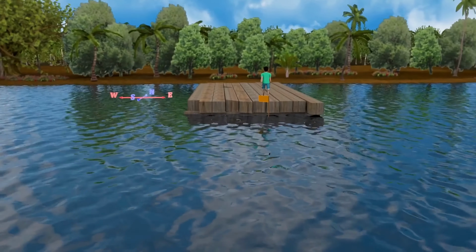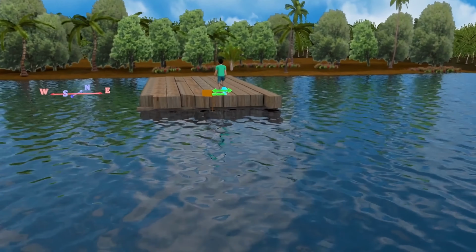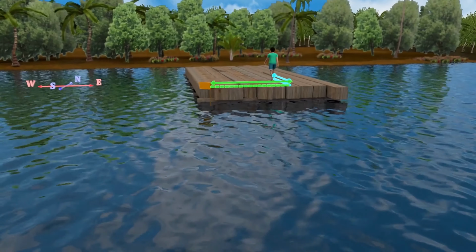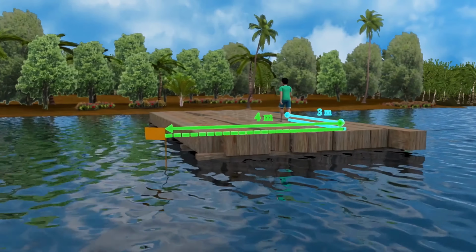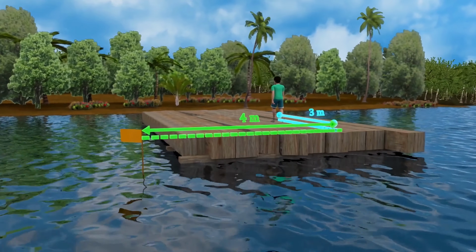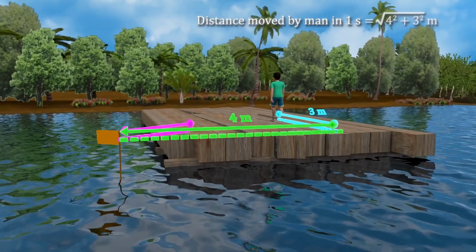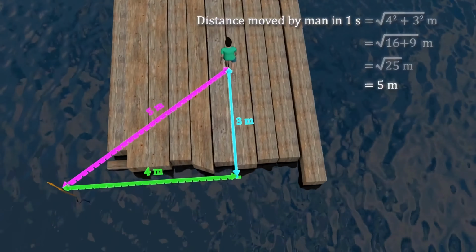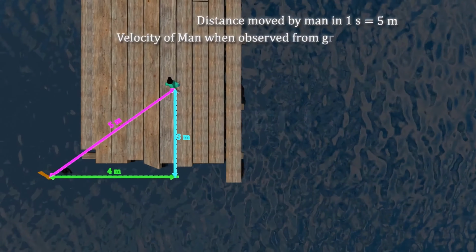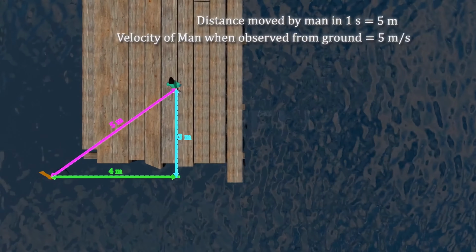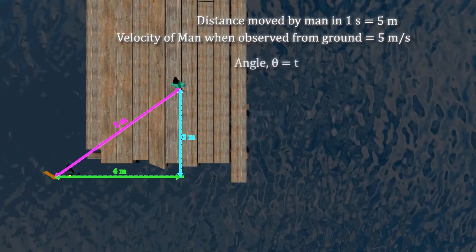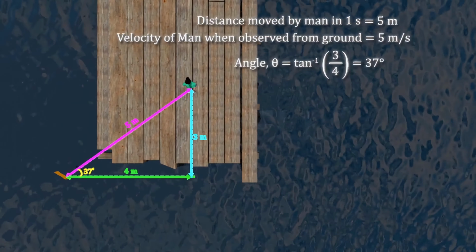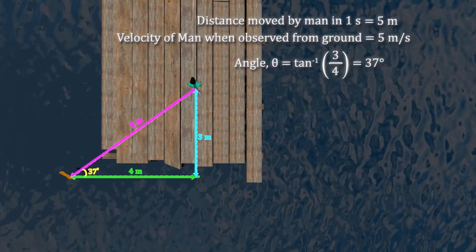In 1 second, the plank moves 4 meters along the east. Meanwhile, the man on the plank moves 3 meters along the north. So, in 1 second, the man moves through 5 meters. Therefore, his velocity is 5 meters per second at an angle of 37 degrees with the east. We can get the same result by drawing and analyzing vectors.